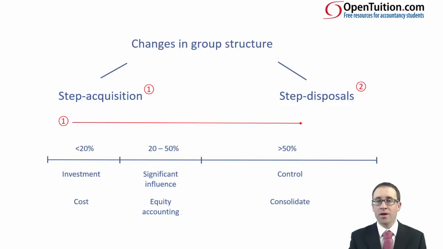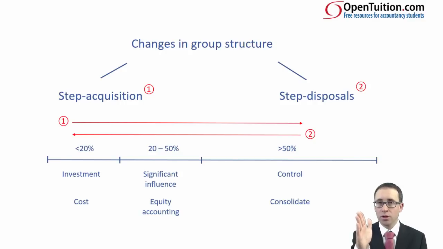Then we're going to look at the step disposals. When we're looking at the step disposals, that's coming down the stairs and selling our shares. Okay. So we start off with control and then we begin to lose ownership interest to the point maybe whereby we no longer have control and that former subsidiary becomes an associate, and so on until we get down to the bottom of the stairs. We have no ownership interest whatsoever. Okay.